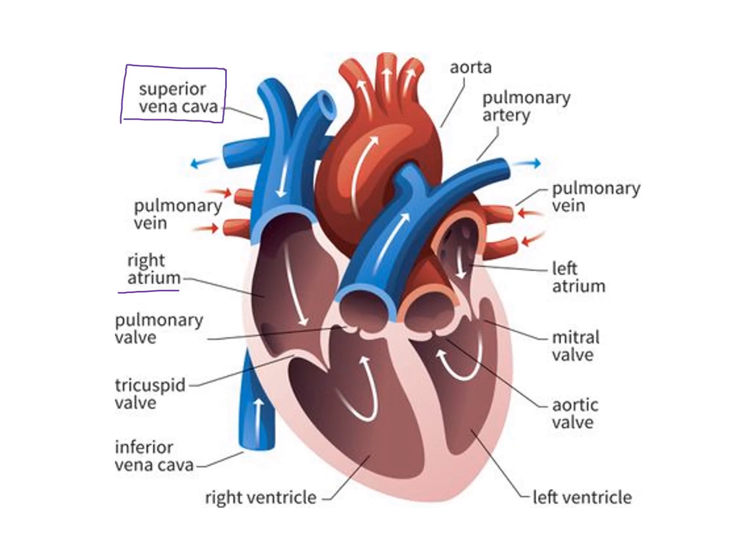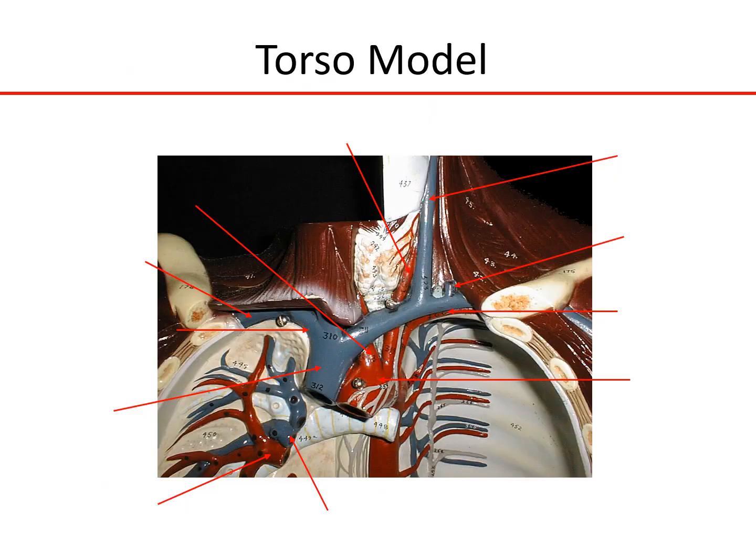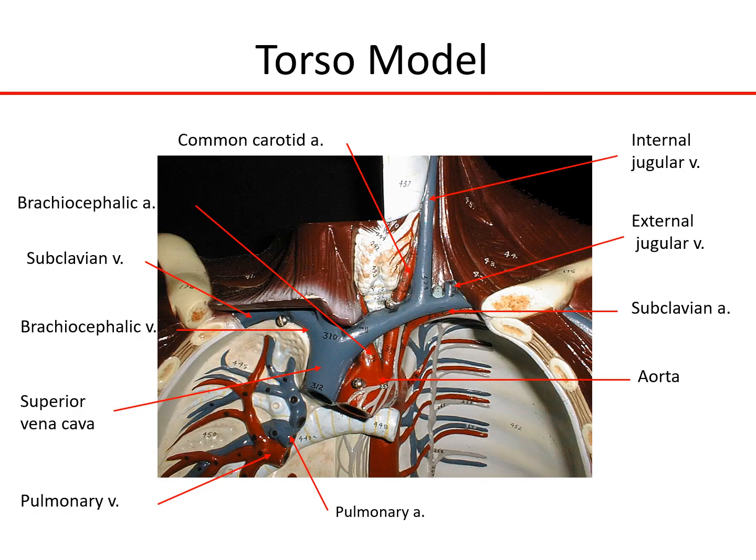So here's our picture. So we have our right atrium. Okay, so superior vena cava is going to be above, and then our inferior vena cava is going to be below. So if we look at our torso, this is a different kind of model. Just imagine the heart is sitting in this space here, right? Maybe a little bigger than my circle.